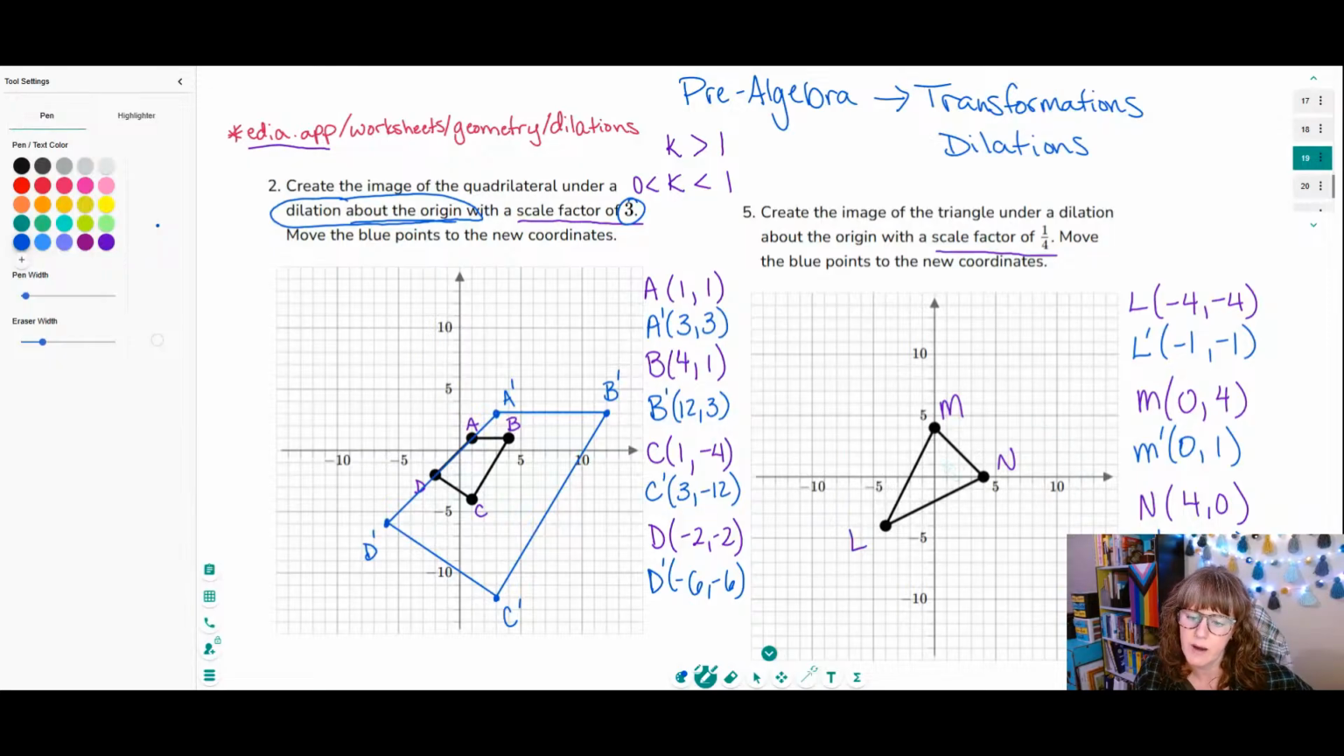Let's go ahead and graph those. So L prime is -1. So as you can see, a lot closer to the origin. M prime is 0, 1. And then N prime is right here at 1, 0. So much smaller triangle and closer to the origin, but still not going through the origin.